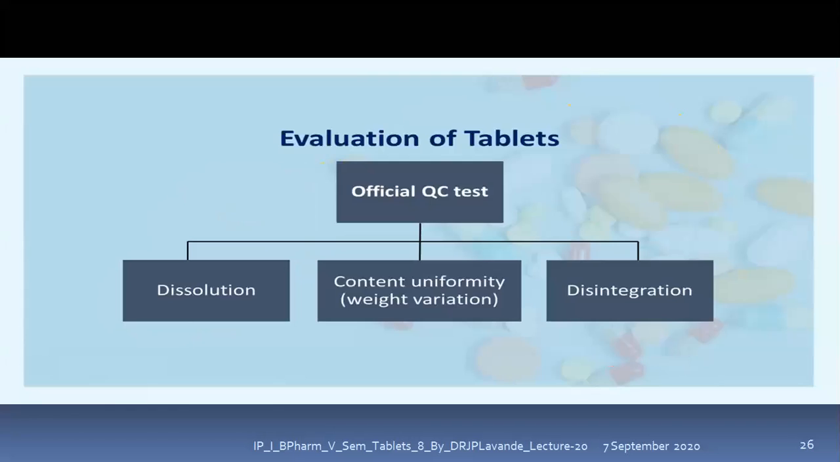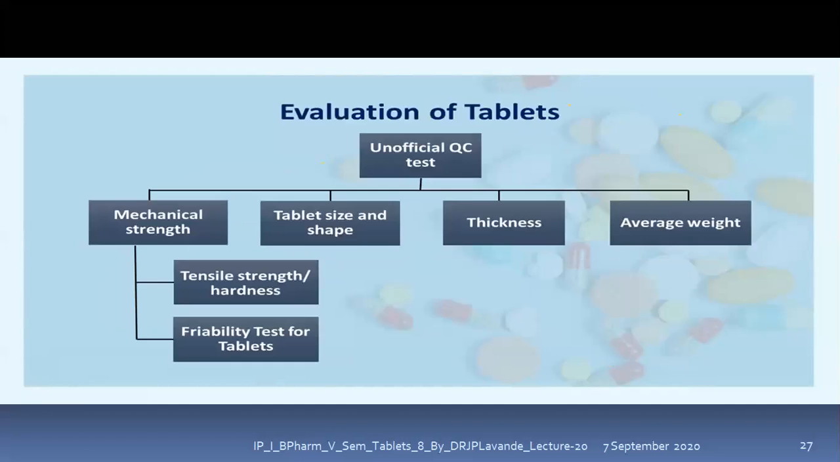Now, the tablet can be evaluated through the various official QC tests. You can note that all these three are official tests: the dissolution, content uniformity, that is the weight variation, and disintegration. That means all these are mentioned in the official books for that particular drug. Whereas there are some unofficial tests which are not mentioned in the official books and which are said to be the non-official or unofficial QC tests.